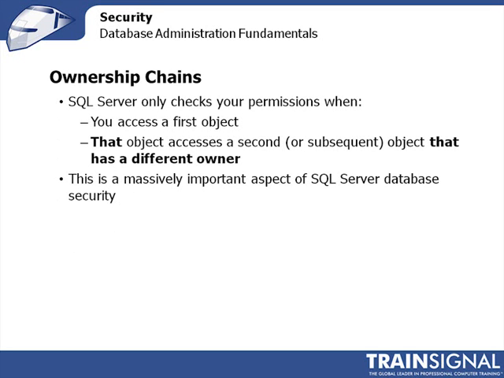Ownership chains are a massively important aspect of SQL Server database security. You see, when you go to access a database object, SQL Server only checks your permissions when you access a first object. If that object accesses a second or subsequent object that has a different owner, then SQL Server will check your permissions again.